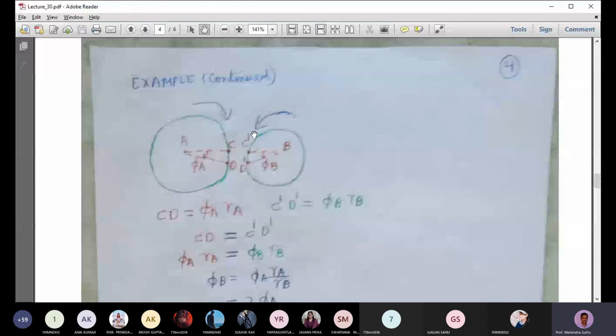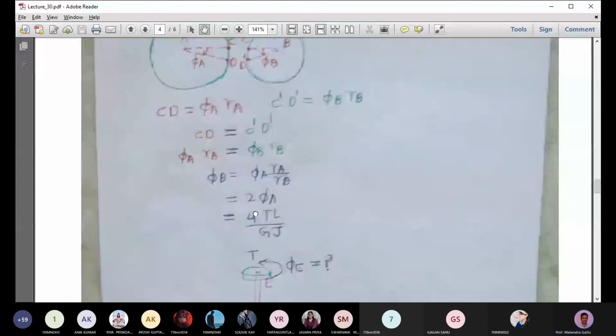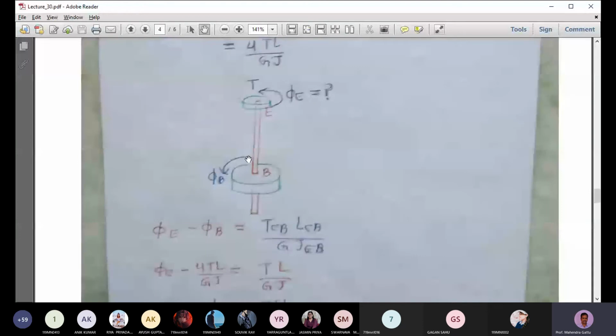So there is anti-clockwise rotation. We are showing that anti-clockwise rotation is happening in gear B, indicated by phi B. And because of the torque T produced, there is some angle. This shaft will twist by a certain angle, and let's call the shaft twist produced at T be phi E. So we don't know what it is.